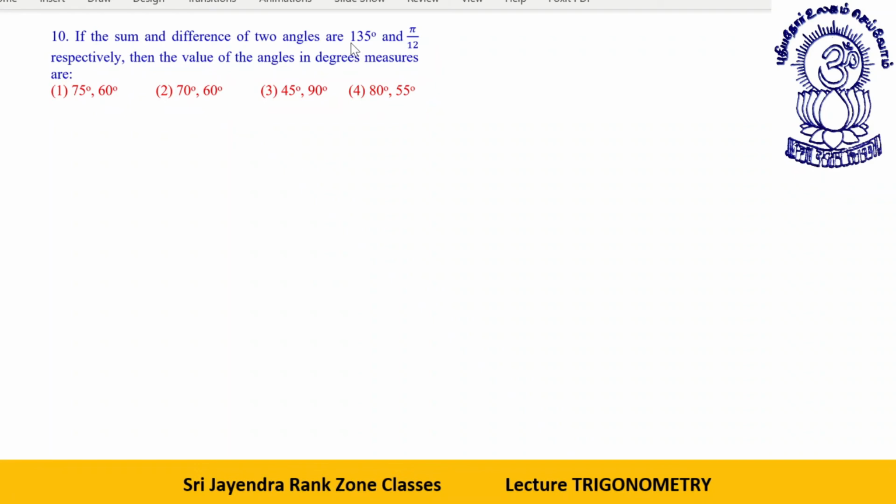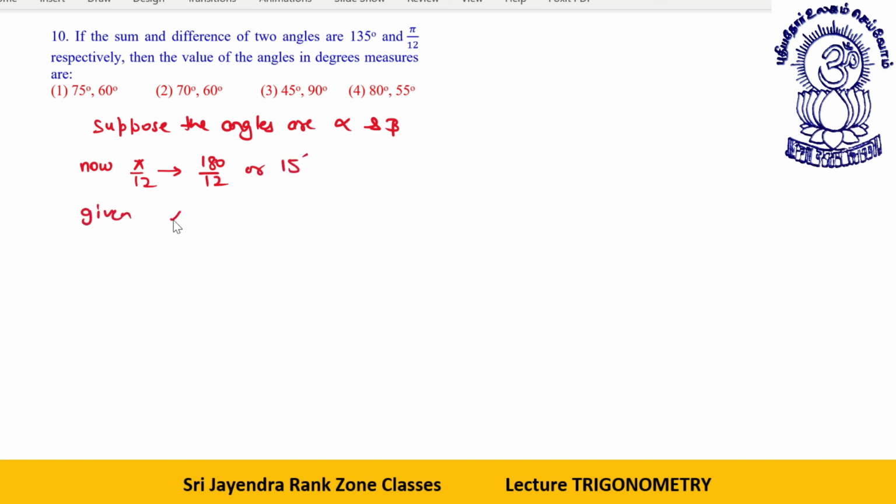If the sum and difference of two angles are 135 and pi by 12 respectively, then the value of the angle in degrees, let's say suppose the angles are alpha and beta. First of all, what is pi by 12? Pi by 12 means 180 by 12 or 15 degree. Now, given is what? Alpha plus beta is 135. Alpha minus beta is 15. This is equation 1, this is equation 2.